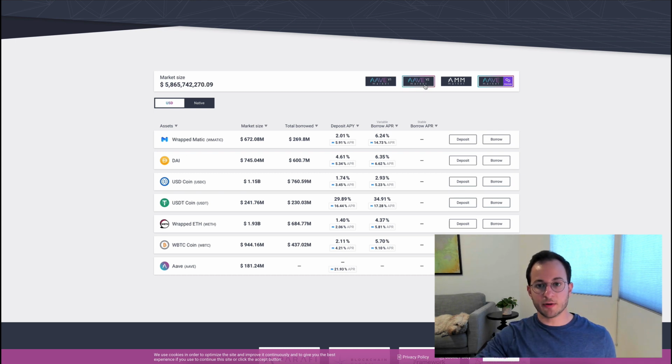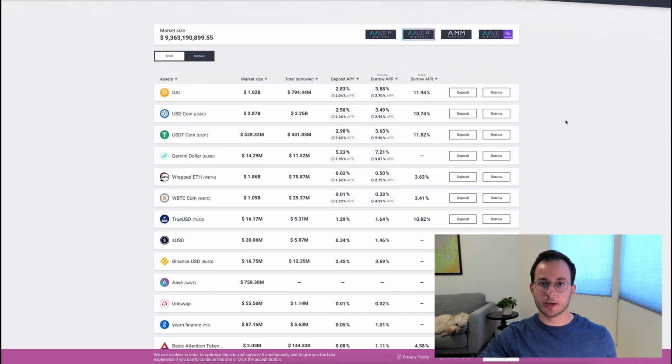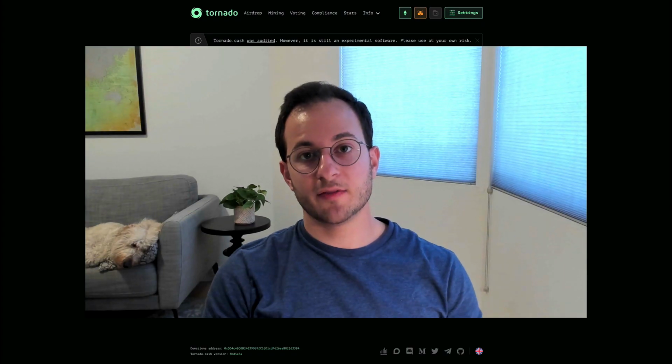Now on Aave, you can of course lend on Ethereum, but your yields are going to be substantially smaller just because you're not receiving that Polygon token. Just something to keep in mind, and of course you have to make your own decision if you're comfortable investing on the Polygon network. Now next up we have Tornado Cash.